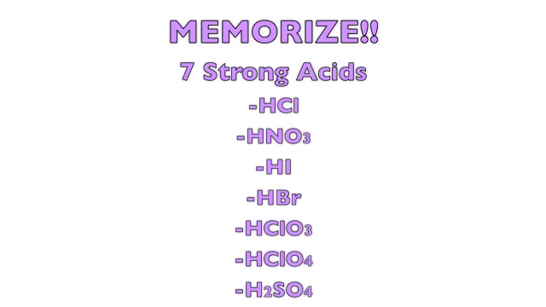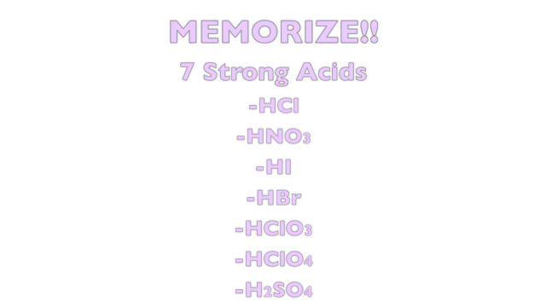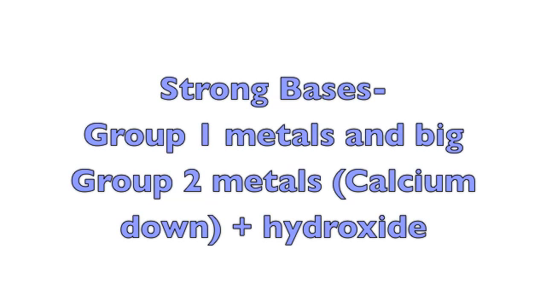The fifth one, HClO3, chloric acid. The sixth one, HClO4, perchloric acid. And finally, H2SO4, sulfuric acid. Along with knowing the 7 strong acids, it is very important to know the strong bases.